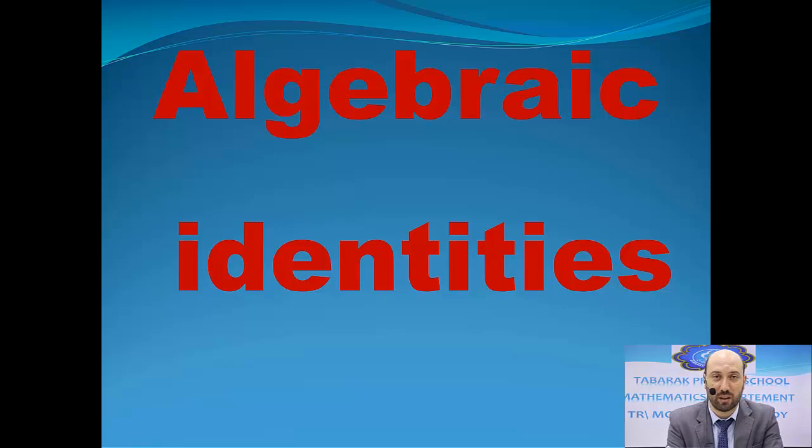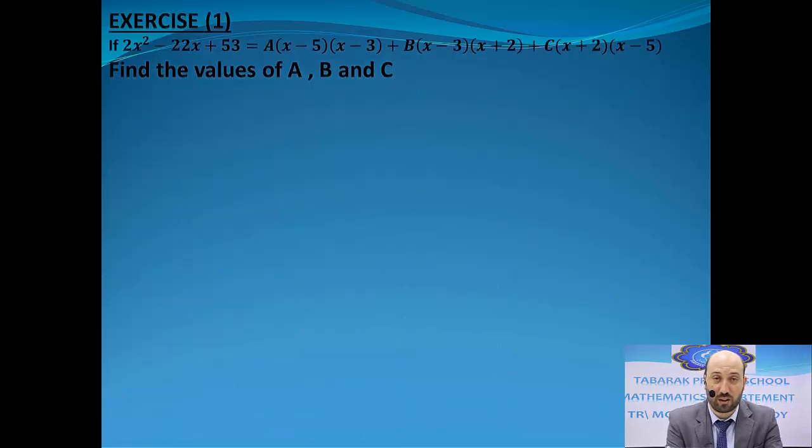power of 2. So for the first example, exercise 1: if 2x squared minus 22x plus 53 equals a times (x minus 5)(x minus 3) plus b times (x minus 3)(x plus 2) plus c times (x plus 2)(x minus 5), find the values of a, b, and c.